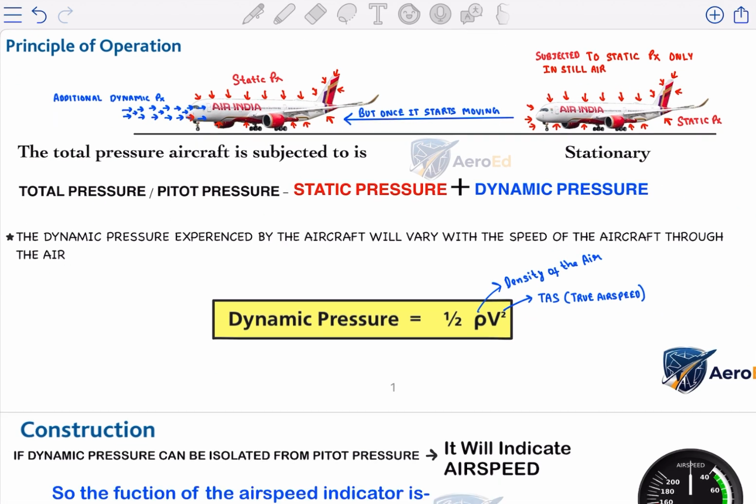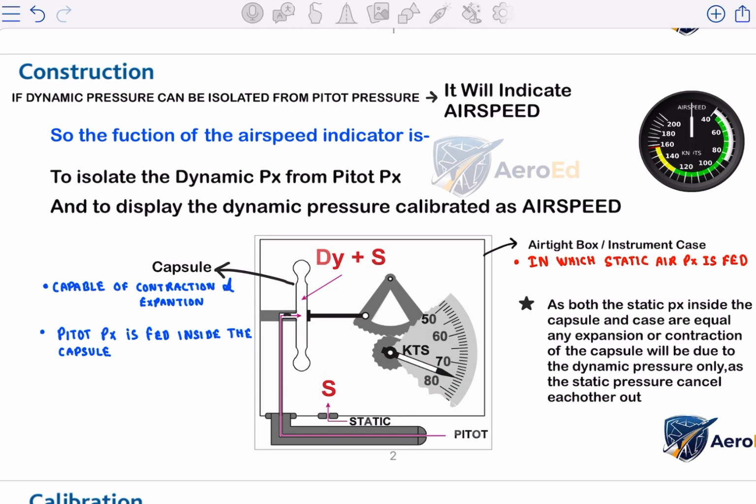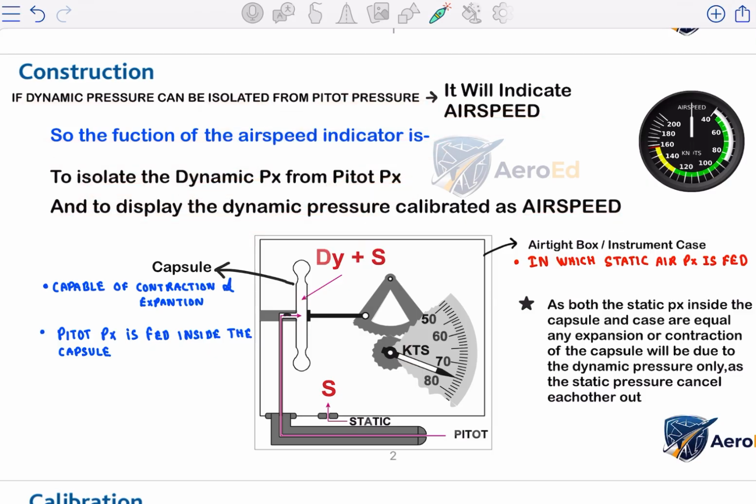Next we're going to study the construction of the airspeed indicator, which is very important. Now we know that if dynamic pressure can be isolated from pitot pressure, it will indicate airspeed. So the function of the airspeed indicator is to isolate the dynamic pressure from pitot pressure and to display the dynamic pressure calibrated as airspeed. I will now explain how the airspeed indicator works.